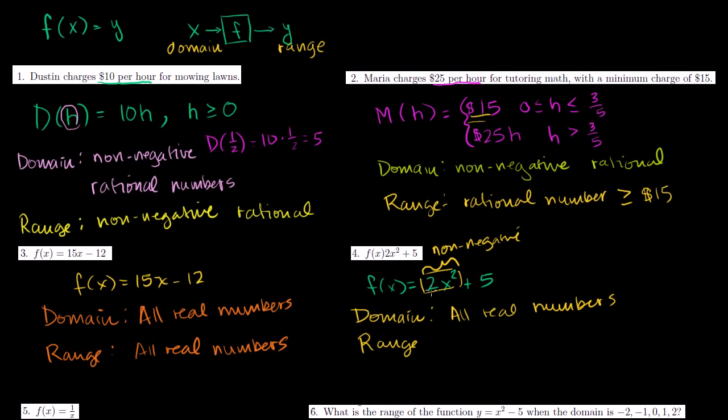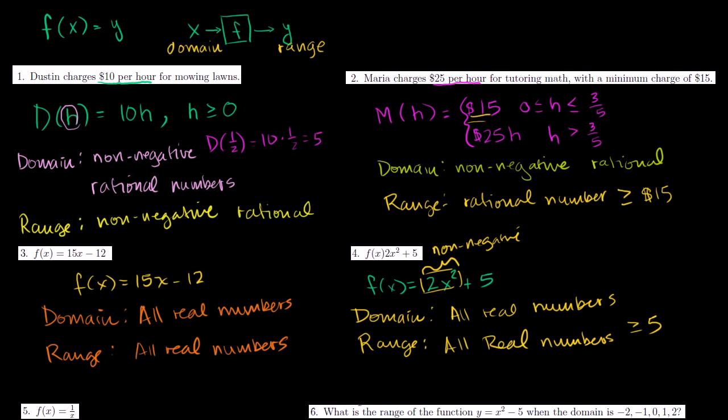So you take a non-negative number and you add it to 5, you're always going to get something greater than or equal to 5. Worst case, this is a 0, and then you get a 5. But if this is either slightly less than 0 or slightly more than 0, you're going to get values greater than 5. So the range is all real numbers greater than or equal to 5. Your f of x could never take on the value 0. There's no way to get 0.